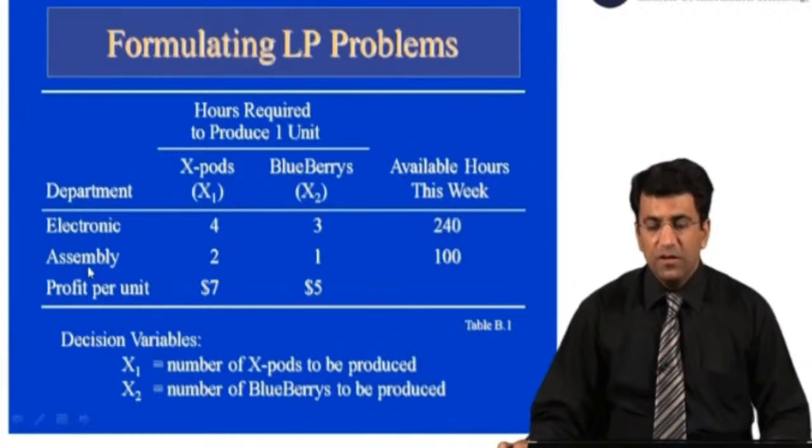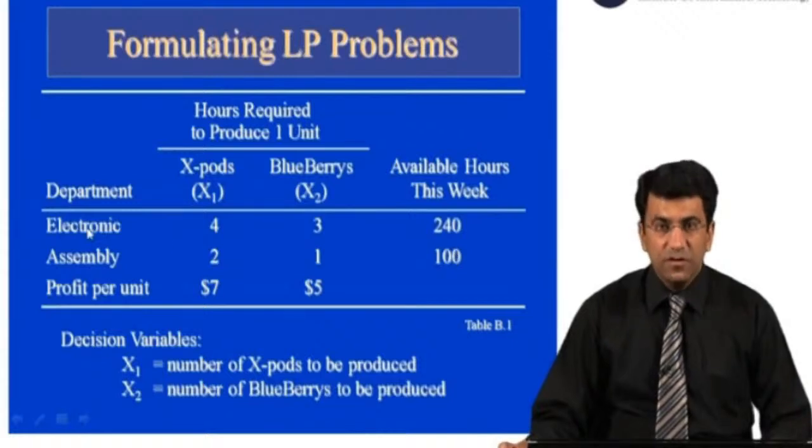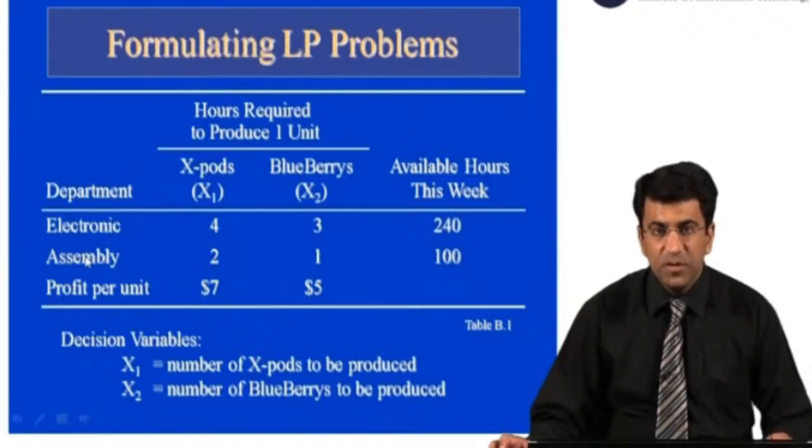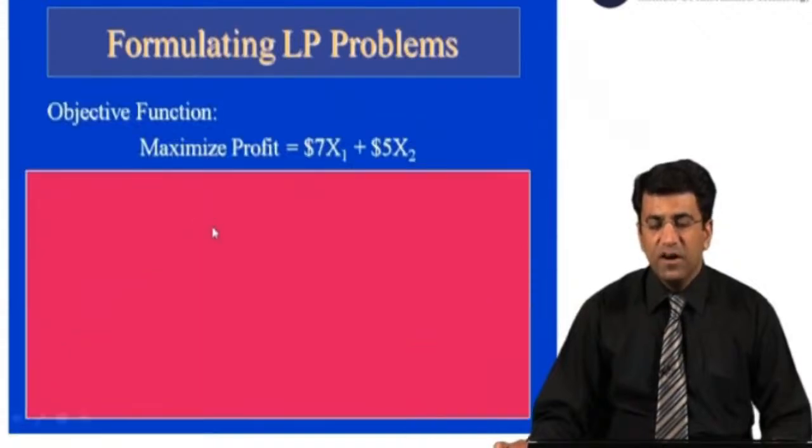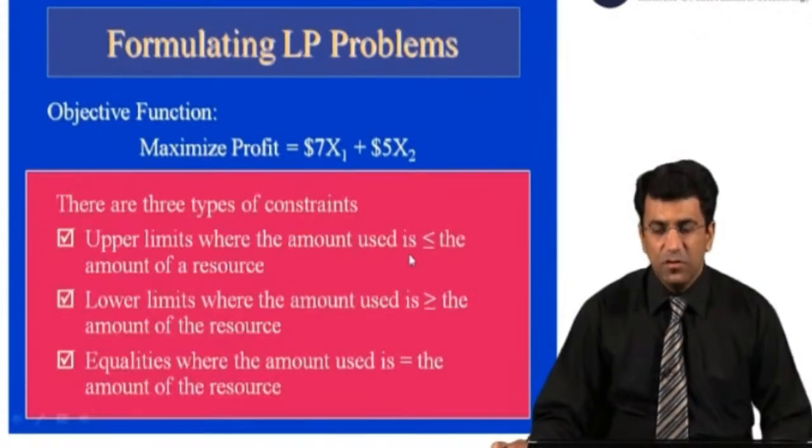And what are these constraints? One of the constraints is we cannot do more than 240 hours for the electronic work. Now that is the constraint of that machinery related to electronics. Again, we cannot do or apply more than 100 hours for assembly. That is again the assembly constraint. So we will have to work within these constraints. So one type of the constraints is related to the less than or equal to figure.